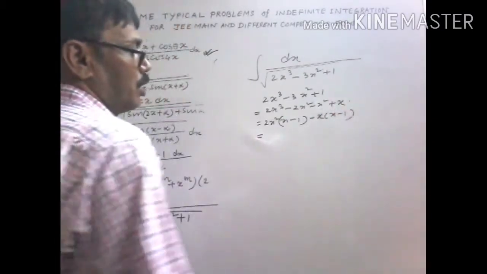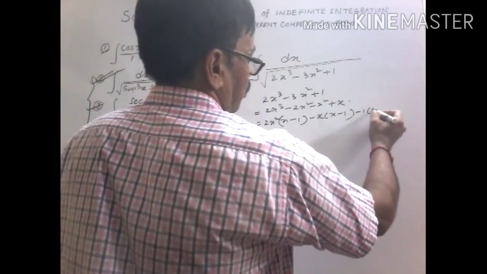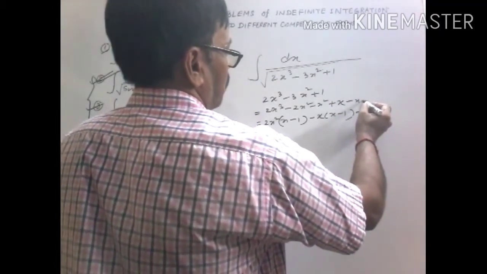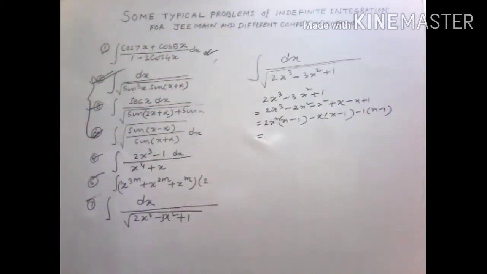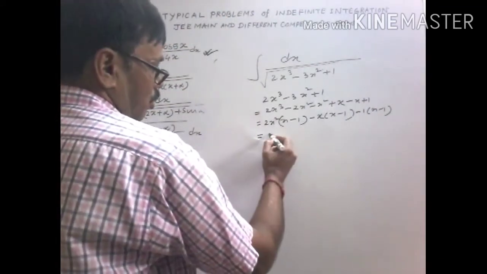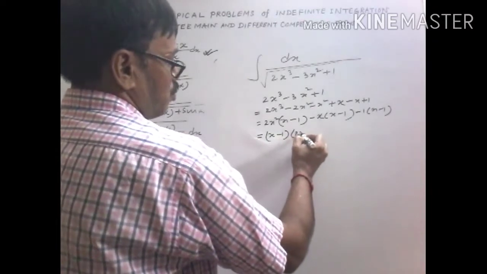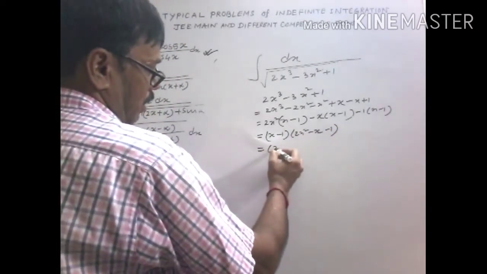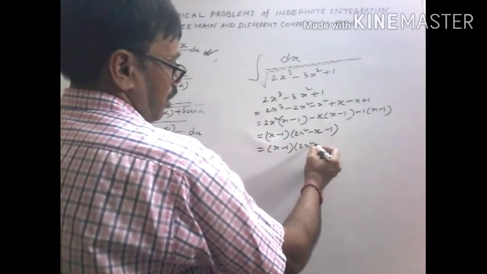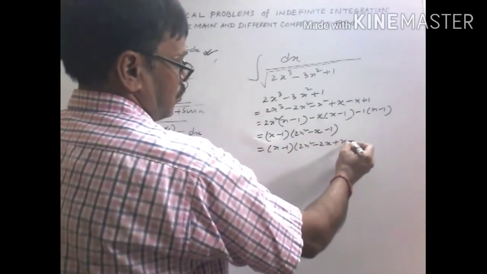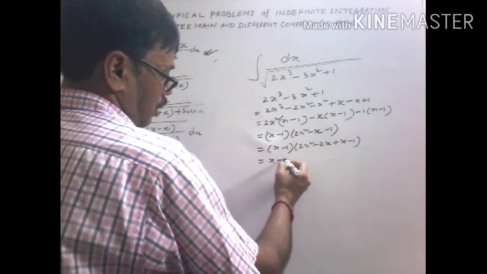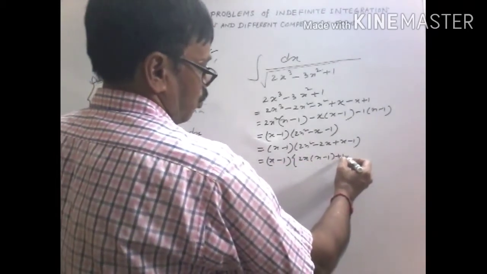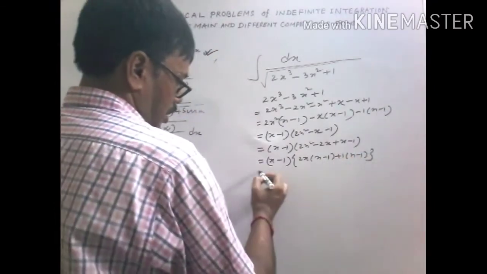This is plus x. So then minus 1 into x minus 1, so minus x plus 1. So this is our factorization. So x minus 1 common. This is 2x square minus x minus 1. Again we can factorize it: 2x square minus 2x plus x minus 1. So x minus 1 as it is. 2x common, x minus 1. 1 common, x minus 1.